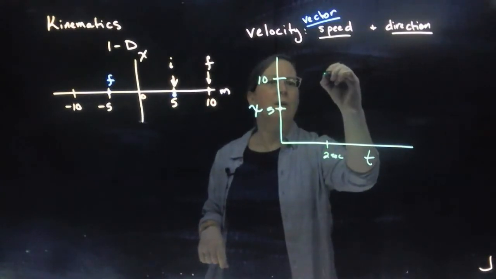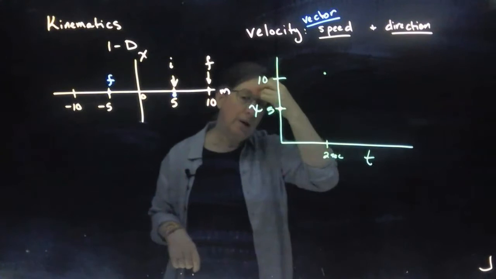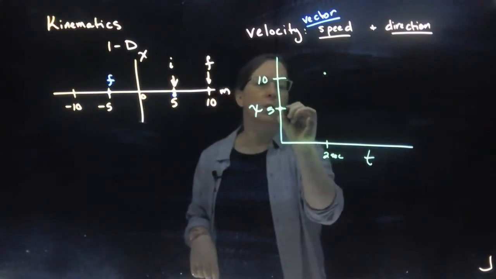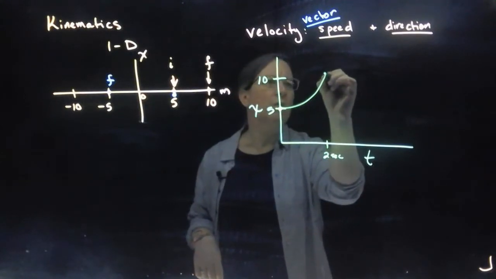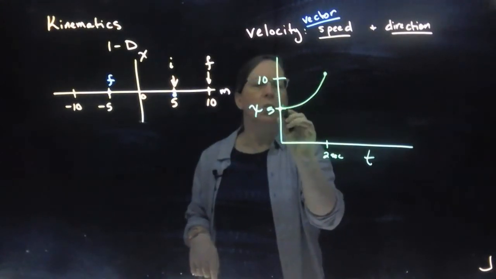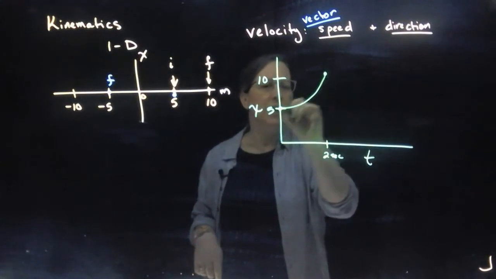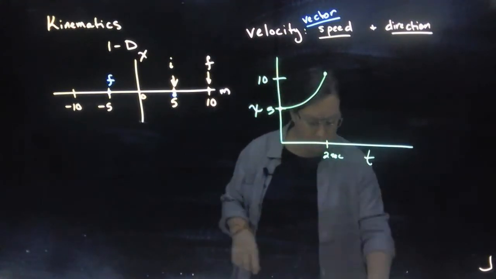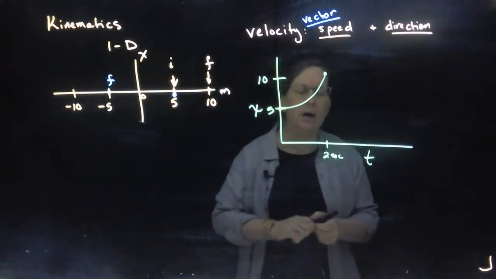Okay, and so we go from here to here. And we could do this in a number of different ways, but let's start with just one example. It could curve like this. And so we could go from 5 to 10 like this, and what this actually turns out to be is a situation where you're speeding up.